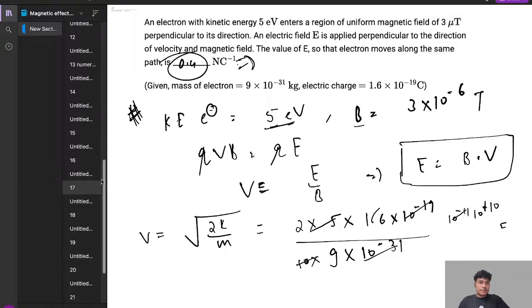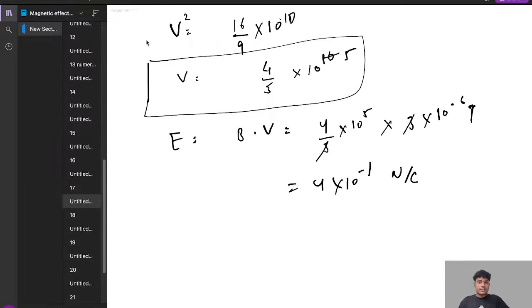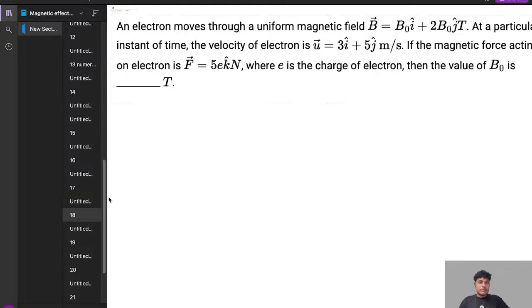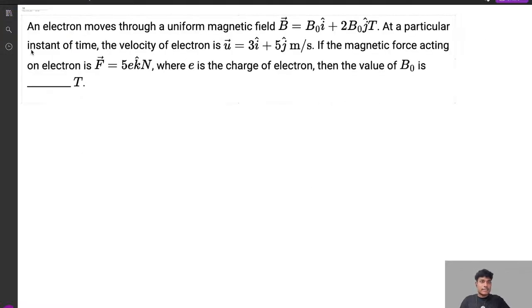Now move to the next question. Please check the calculation once. Okay, now move to the next question, that is 18.